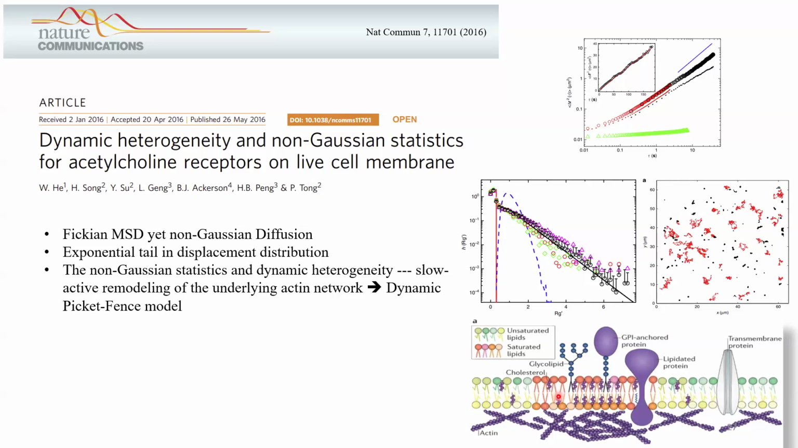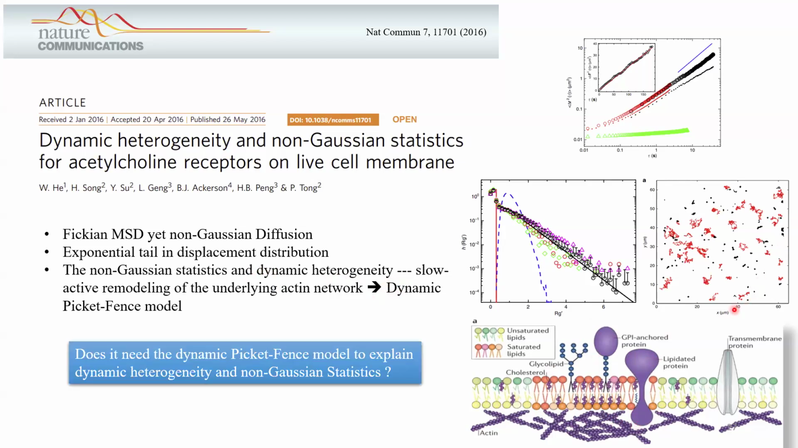Now, what they are explaining, why this dynamics is like that, is because the proteins are anchored with this actin network, which is beneath the lipid membrane or cell membrane. And because of the remodeling of the actin network, the dynamics is highly non-Gaussian. Very complicated biology. And you can see the trajectory is very much heterogeneous.